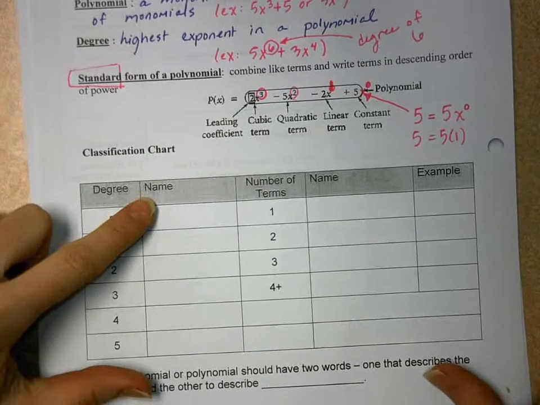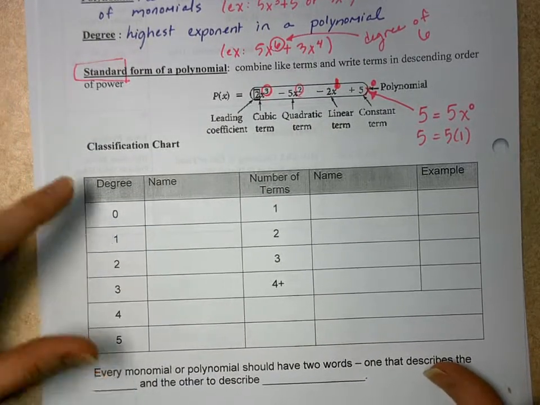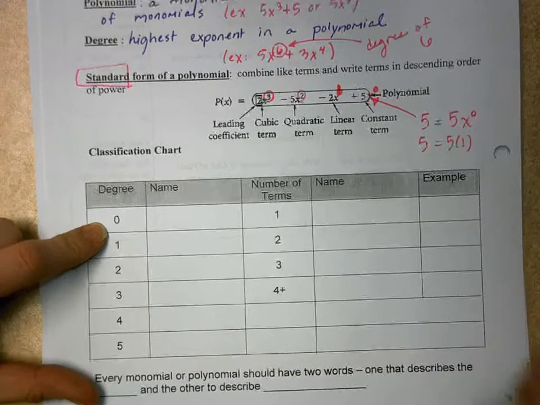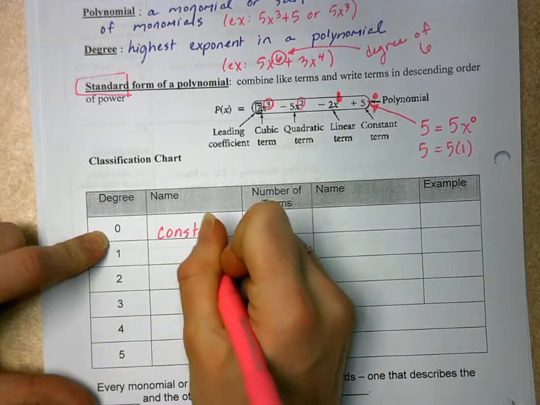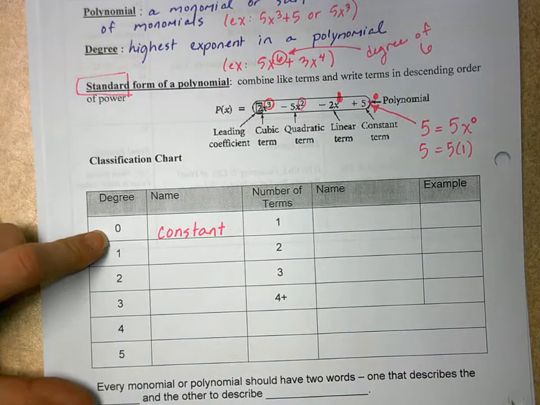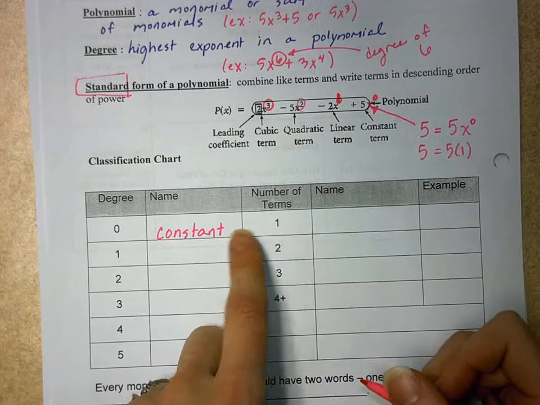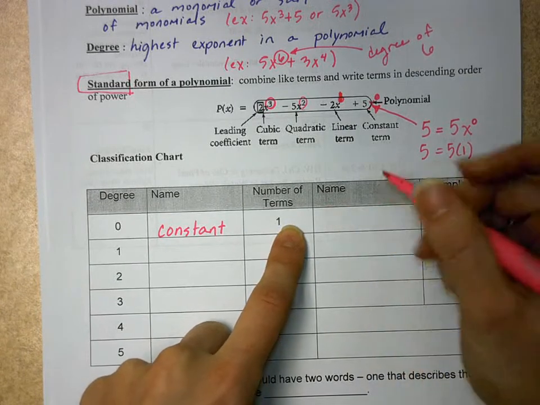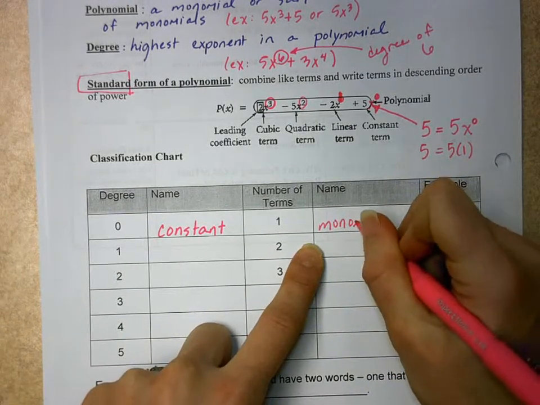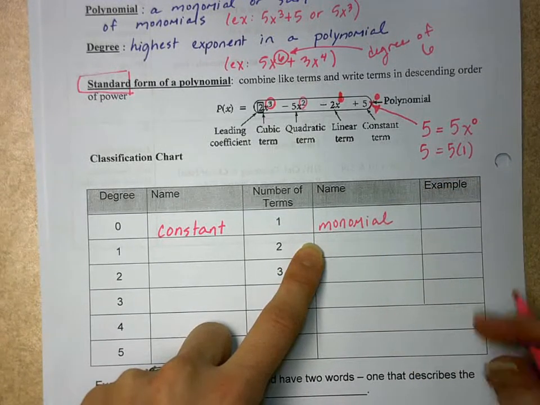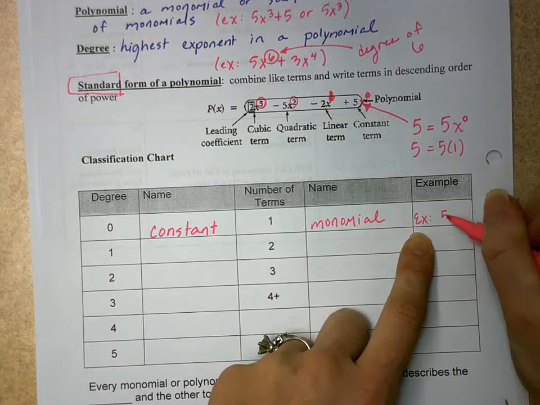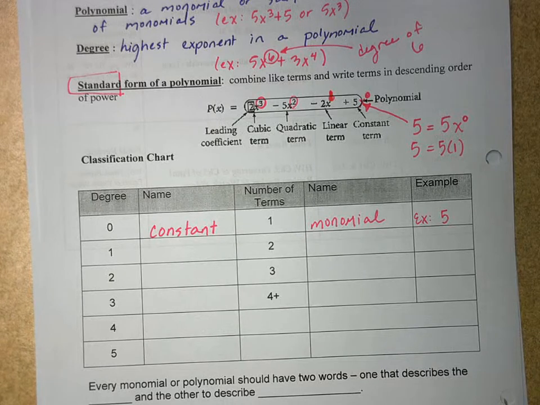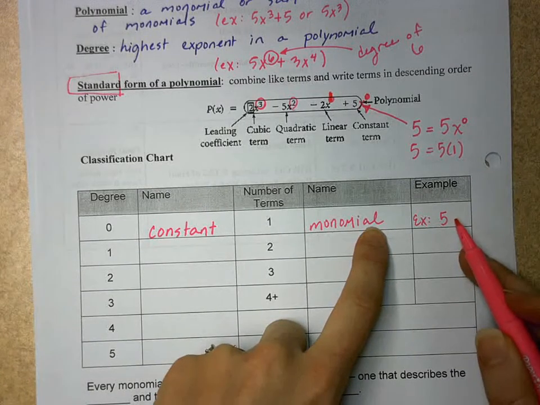The first name is what degree we have. So if you have a degree of 0, that's just like that number 5 over here, you would call that a constant. If that constant is just by itself, meaning you only have one term, its last name would be a monomial. So an example of a constant monomial would be just the number 5. The degree would be 0 because there's no x there, and then there's only one term.